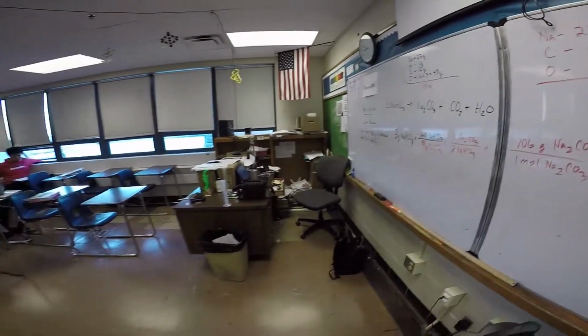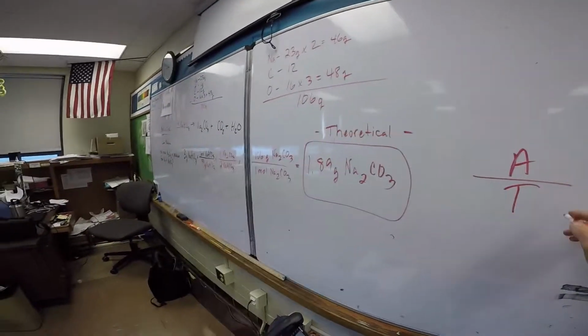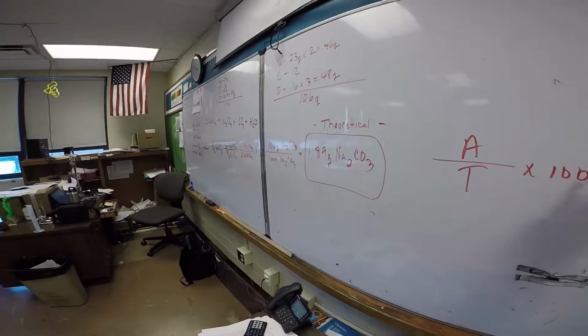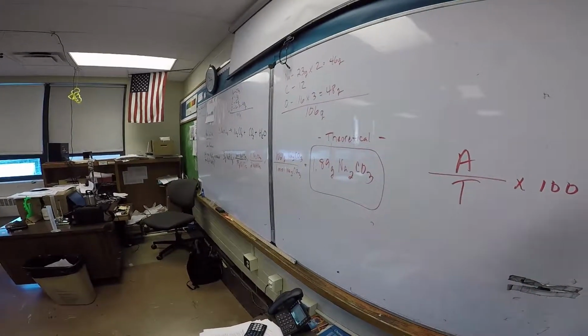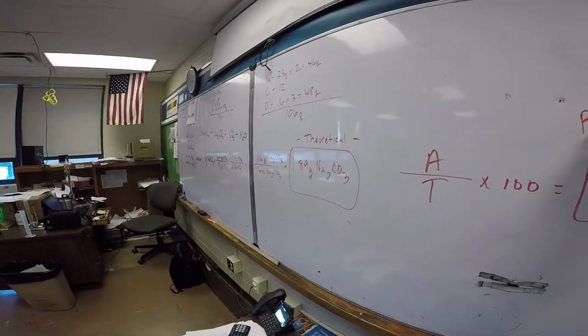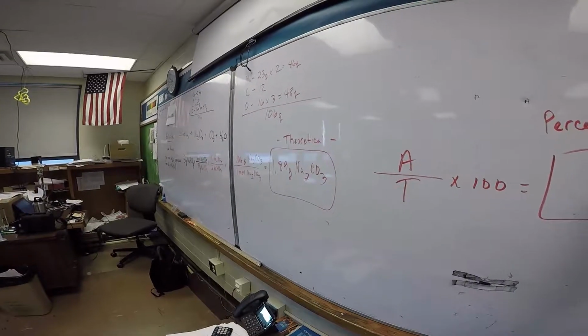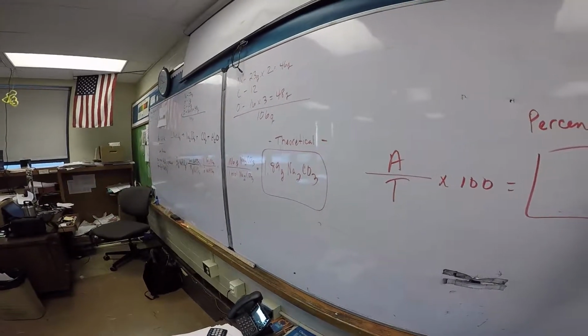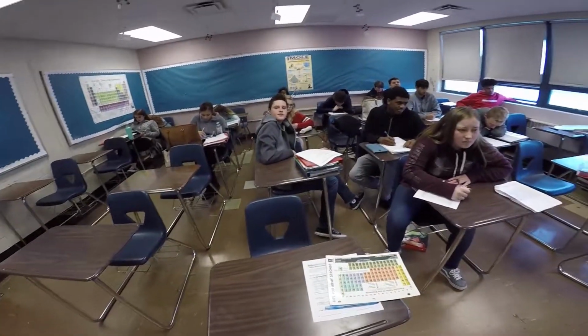Now, in the lab, you're going to do this, and that's going to be your theoretical on the bottom, and what you actually get times 100 is called what? Starts with a P. Percent. Yeah. What? Starts with a Y. Percent yield, right? So your percent yield is actual over theoretical.